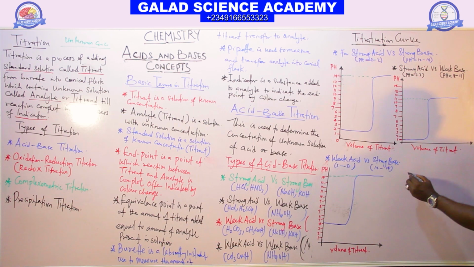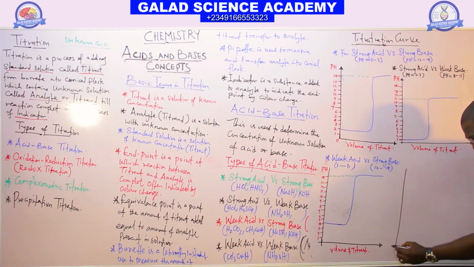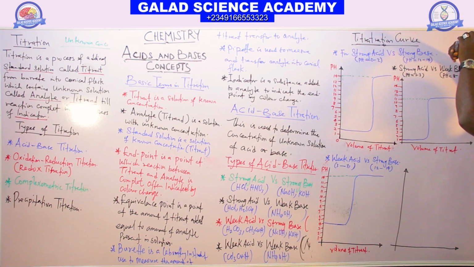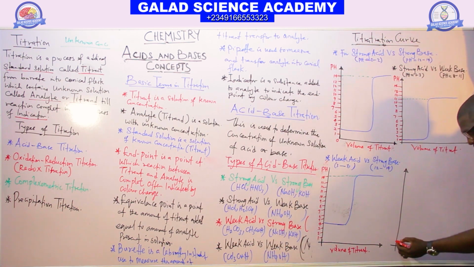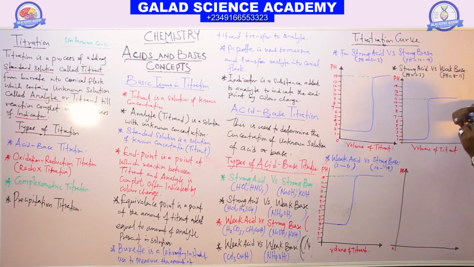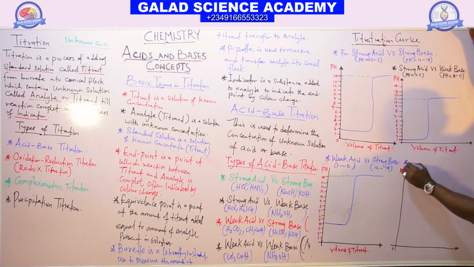So the next one is graph. Sorry, I was supposed to write the title of the graph first. So the last one will be what? Weak acid versus what? Weak base.